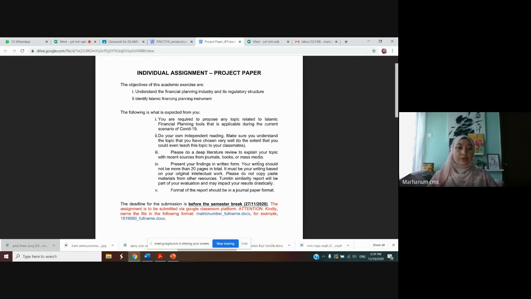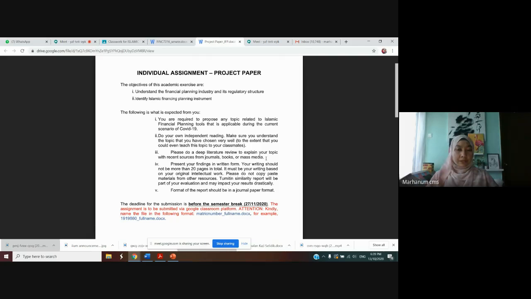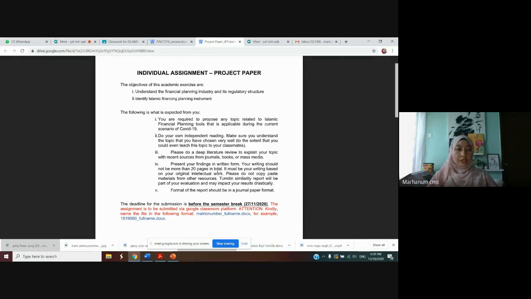or mass media. So this is an opportunity for you to find and search journals and papers, and look at the format of the papers, how they structure their research papers. Then present your findings in written form. Your writing should not be more than 20 pages. It must be your writing, based on your original intellectual work.